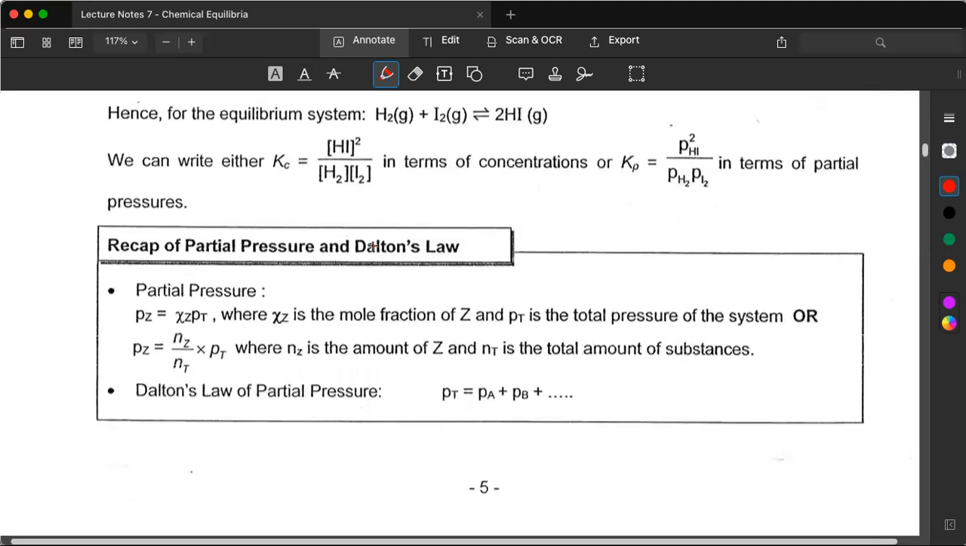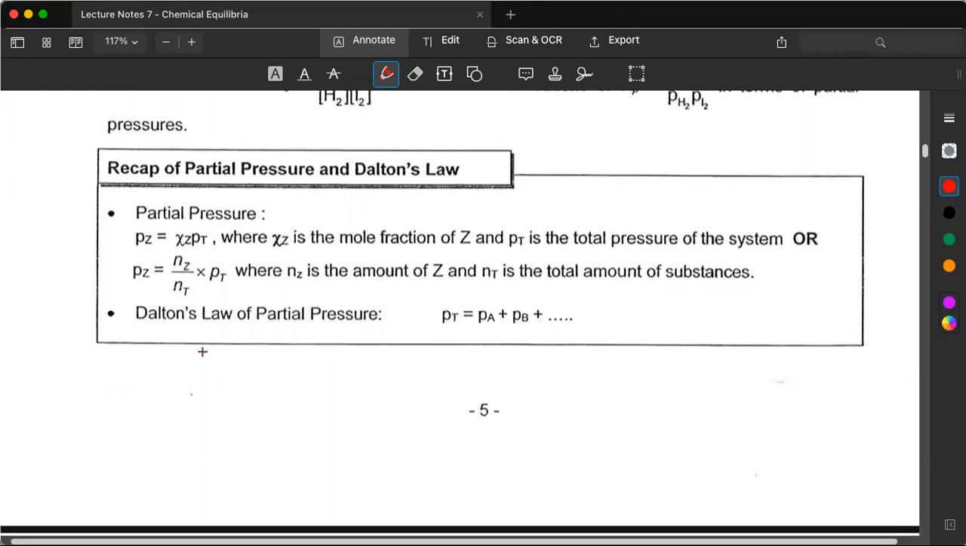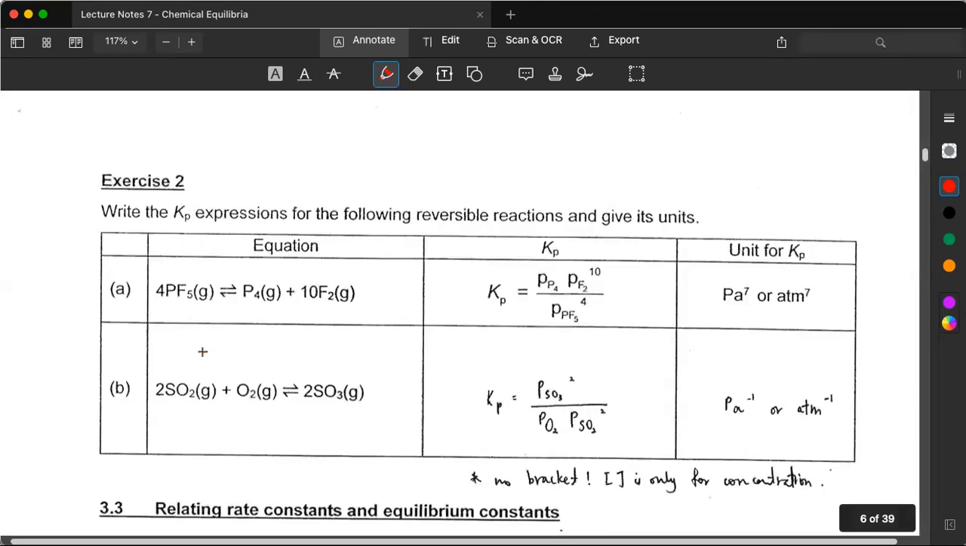Now, recall partial pressure and Dalton's law from the topic on the gaseous state. The partial pressure of a gas equals the mole fraction multiplied by the total pressure of the system. Or it can be the number of moles of that gas divided by the total moles, times the total pressure, where the fraction is actually the mole fraction. And Dalton's law of partial pressures, recall, is that the total pressure equals the sum of the individual pressures of the gases in the system.